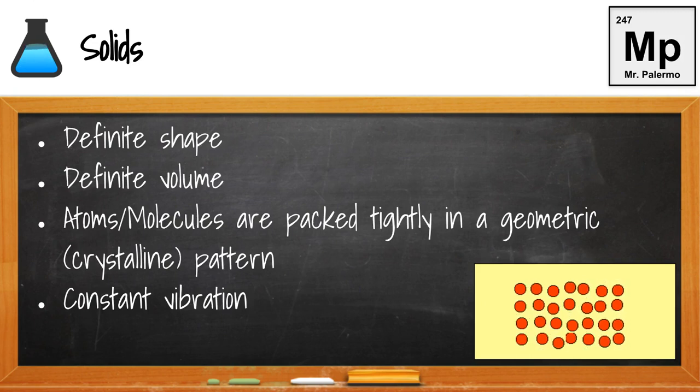When we look at solids, solids have a definite shape and a definite volume, meaning if we place a solid into a larger container, it's going to retain its shape and the amount of space that it occupies. When atoms or molecules are in the solid phase, they are packed tightly together in this geometric or crystalline pattern, as you can see here, and they are vibrating constantly in place.